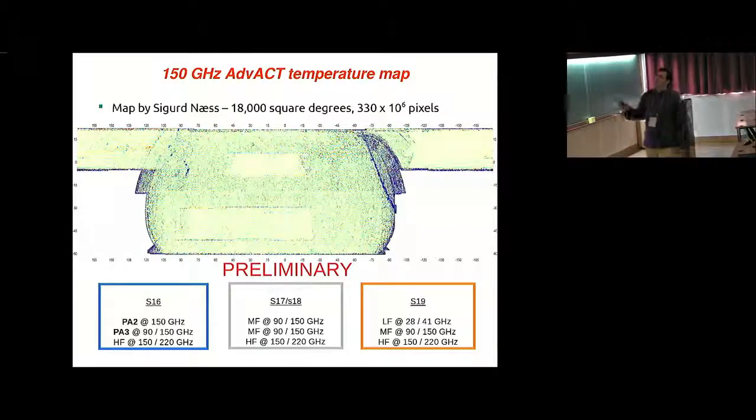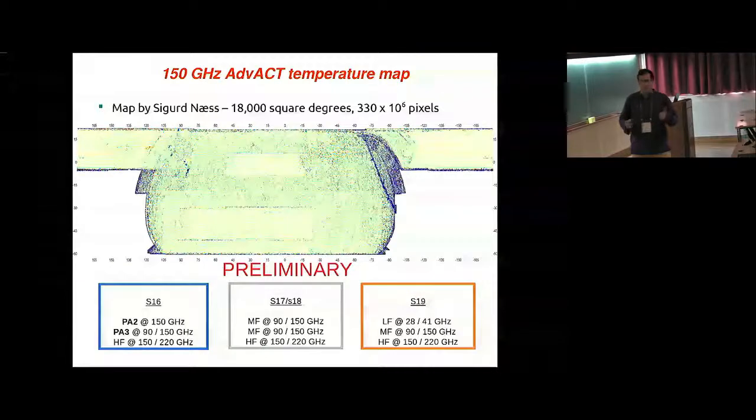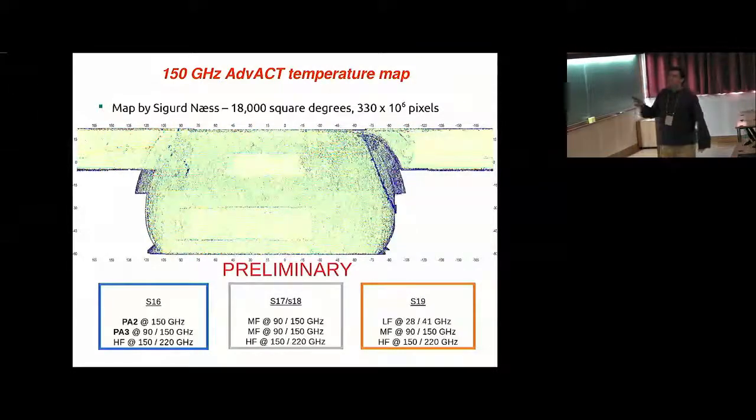So this is a map from AdvACT. This began in 2016. It's produced by Sigurd Ness, Simone Iola, and John Sievers. This is our main map-making guys there. And this is 18,000 square degrees, and we've got two maps at 150 gigahertz and 90 gigahertz, which we've been using as part of the ACT cluster search.